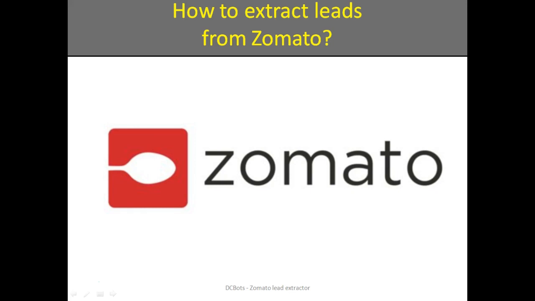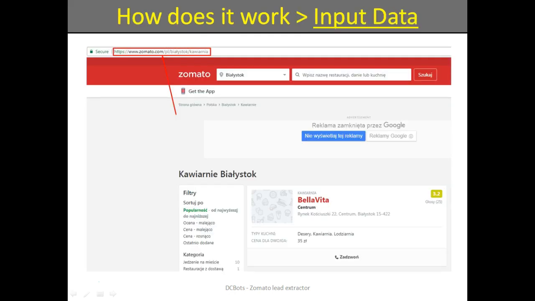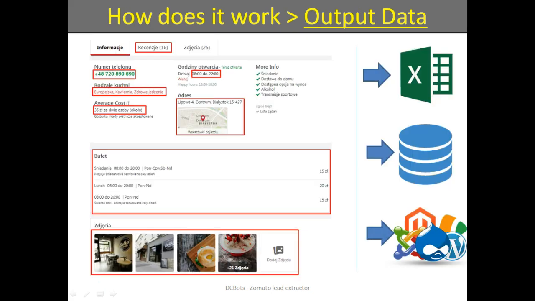Now you will see how to extract leads from Zomato using our solutions. How does it work? As input data, you set the Zomato listing link. Then just launch the data extraction process in Bot software. Finally, you receive leads, reviews, photos, and other essential data on restaurants, cafes, pubs, and bars.